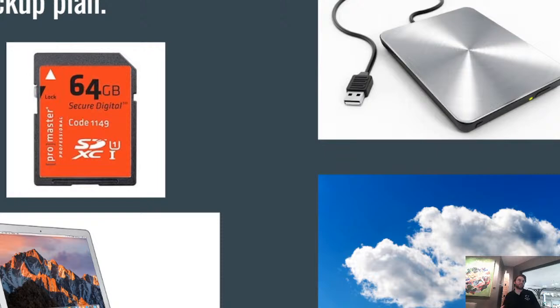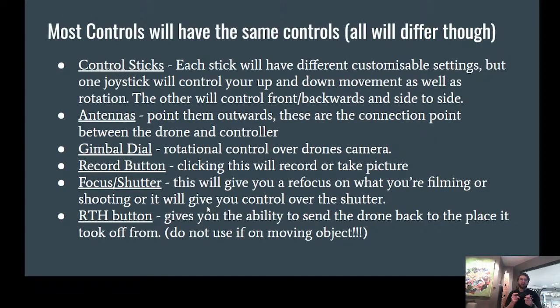But this is what this looks like. You'll have the control sticks. Each stick will have different customizable settings, but one joystick will control the up and down and also rotation. The other one will control forwards, backwards, and side to side. So there's ways to call it out. I think I do it on the next one. It's like yaw and roll, and then there's another term for when it goes up and down. Just like being on a boat, everybody has different terminology instead of saying left, right, forward, back. Aft and forward?